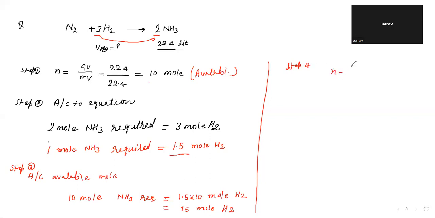n is equal to the given volume upon the molar volume. So the given volume they are asking, so mole into what is the molar volume? Molar volume will be 22.4 liter. So 15 times 22.4 is 336. So it's 336 liter.